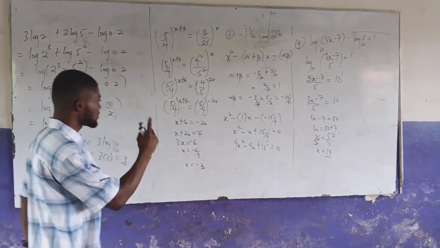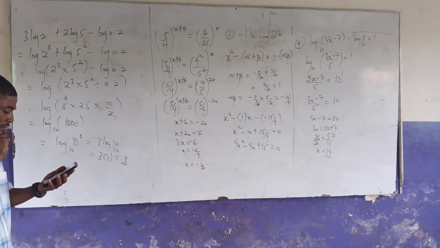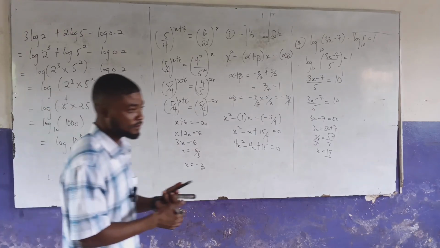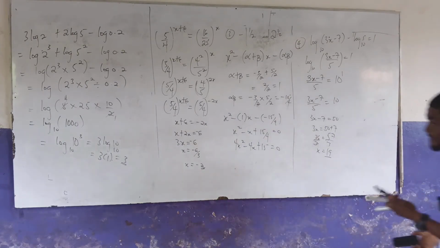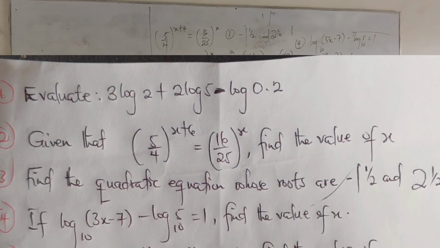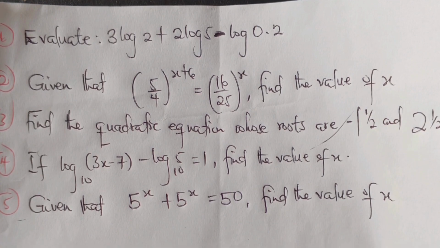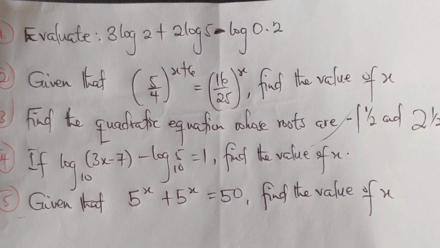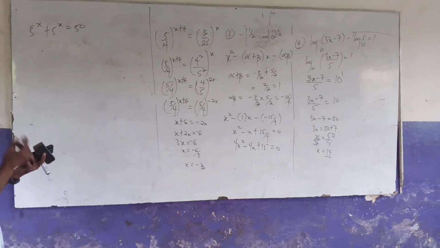Alright, so question 1, question 2, question 3, question 4 all have been tackled. We go to the last question, which says that given that 5 raised to the power x plus another 5 raised to the power x is equal to 50, we are to find the value of x.